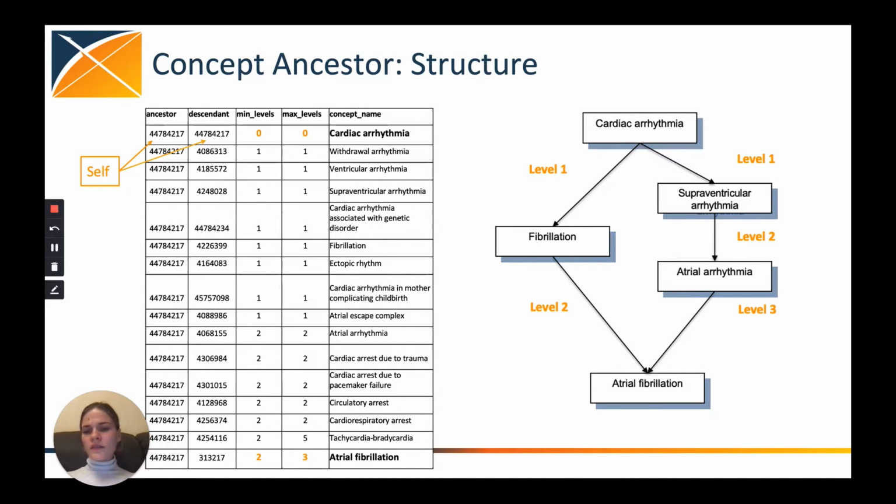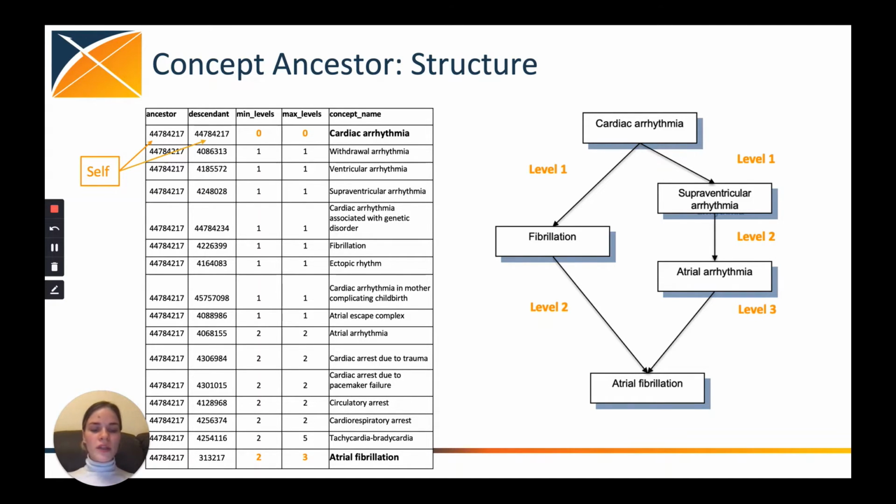And you can see that in most of the cases, minimal levels of separation are equal to the maximum level of separation, but sometimes it's not the case. The levels of separation are basically the number of steps that you need to take to get from the concept A to the concept B. And sometimes, as you can see on the figure on your right, there are multiple ways to do so. For example, you can reach atrial fibrillation from cardiac arrhythmia in 2 ways, either through the fibrillation with 2 levels, or through supraventricular arrhythmia and atrial arrhythmia in 3 levels.